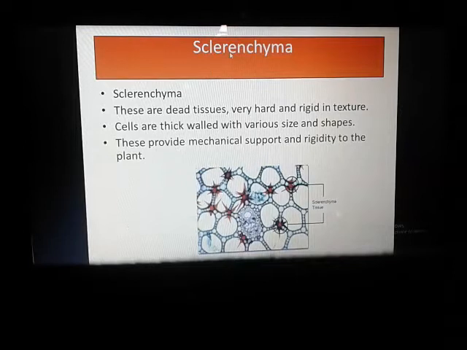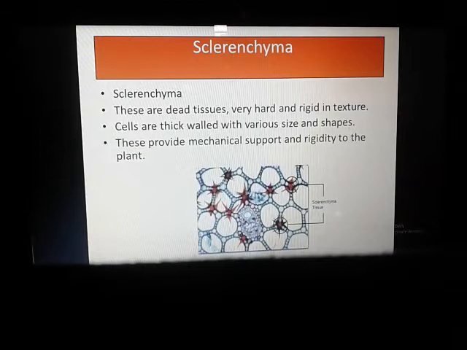Now coming to the point, that is sclerenchyma. Sclerenchyma is basically dead cells. These are dead tissues, very hard and rigid in texture. Cells are thick walled and of various sizes and shapes. These provide mechanical support and rigidity to the plant. So that is all about these three types of simple tissues: parenchyma, collenchyma and sclerenchyma.